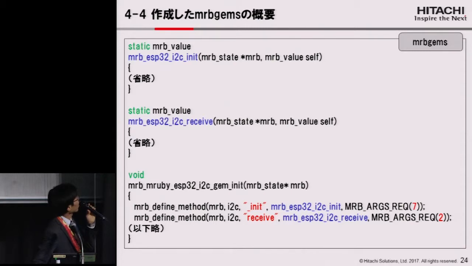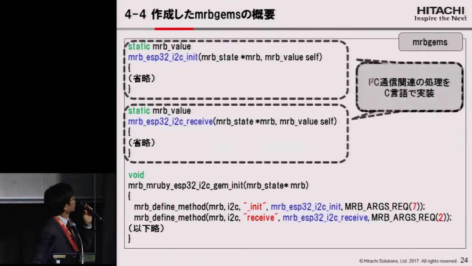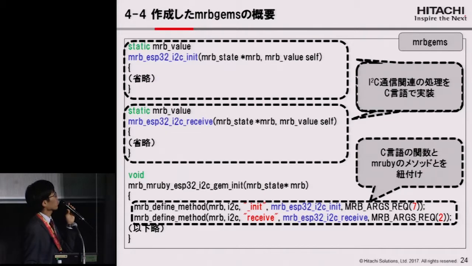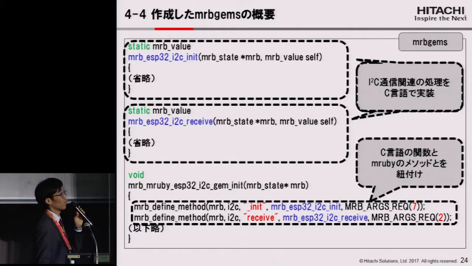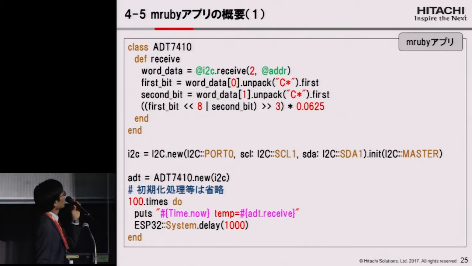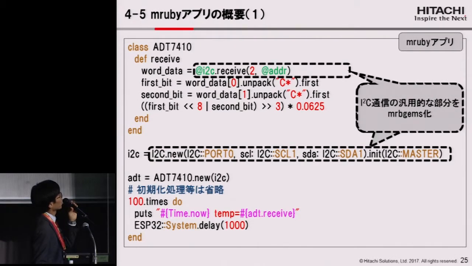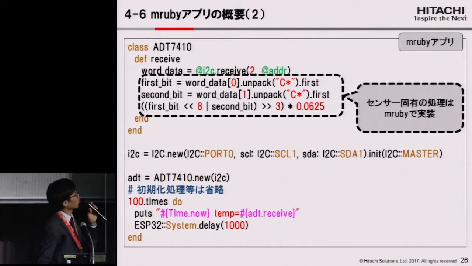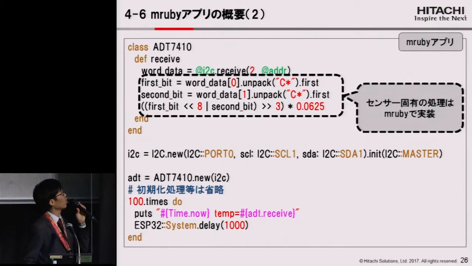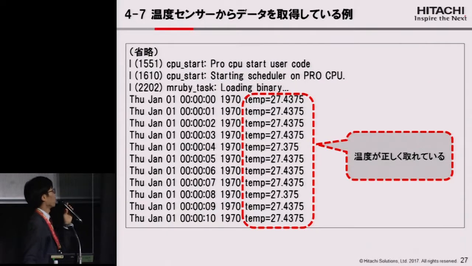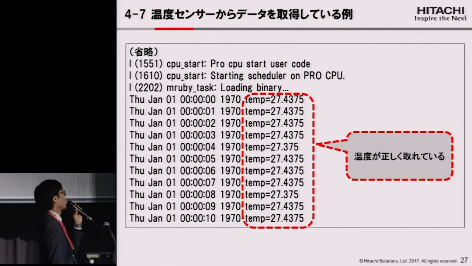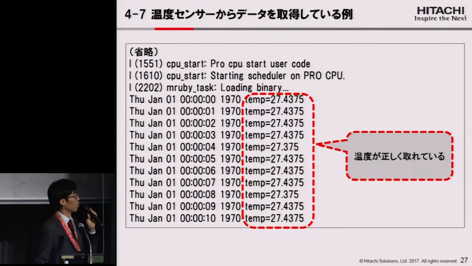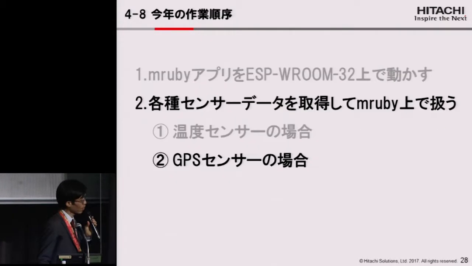I wanted to touch upon this outline, but due to time constraints, I have to skip this. The I2C communication is in C language, and the C language functions and mruby methods are linked. Then in the mruby application, the mruby gems are called, the sensor-specific processing is done by mruby, and the Celsius temperature is obtained.